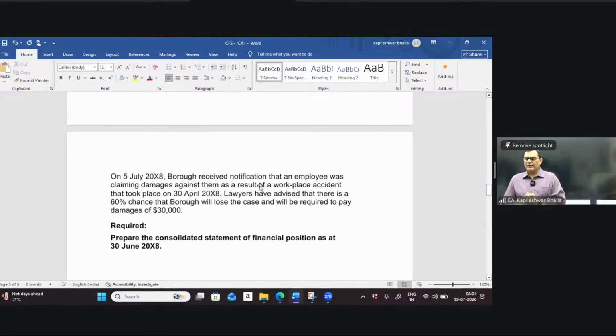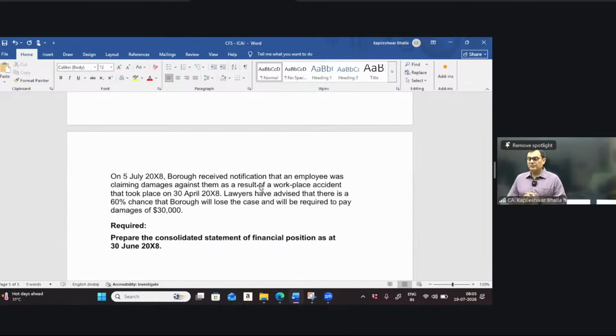Then he says on the 5th of July, B received a notification that an employee was claiming damages as a result of a workplace accident that took place on 30th April X8. So there has been a claim by an employee against the company for an accident which took place before the balance sheet date. Lawyers have advised that there is a 60% chance that they will lose the case and be required to pay damages, which means, considering Ind AS 37, the company should have made provisions for the same, because the probability of losing the case is more. Since it is probable, it becomes a present obligation, and therefore the damages are 30,000.